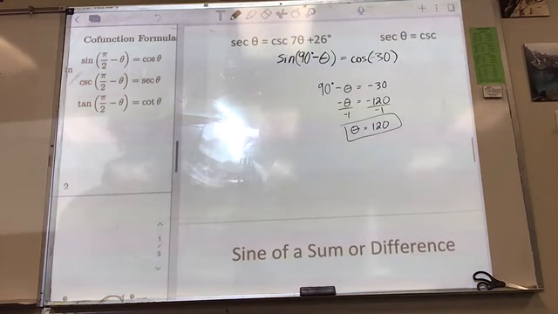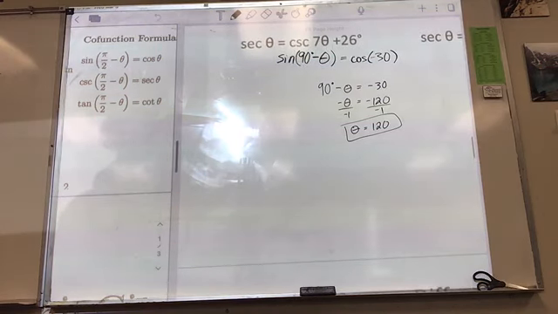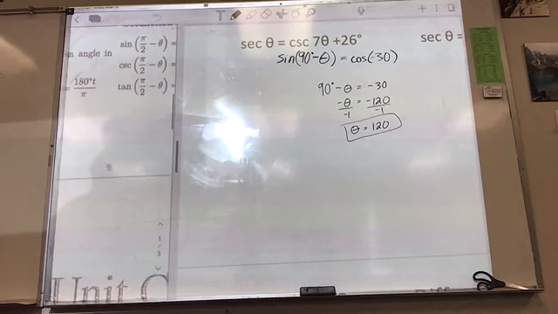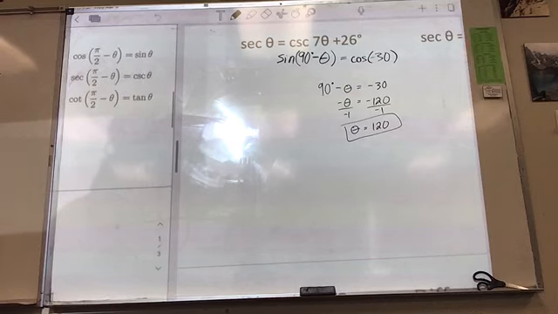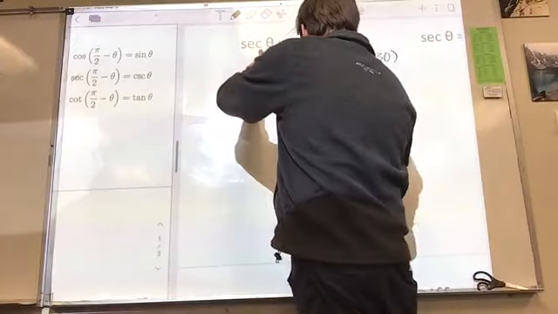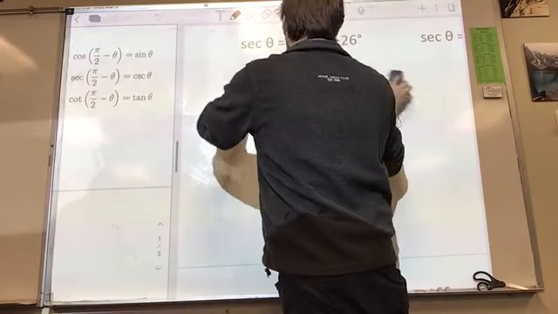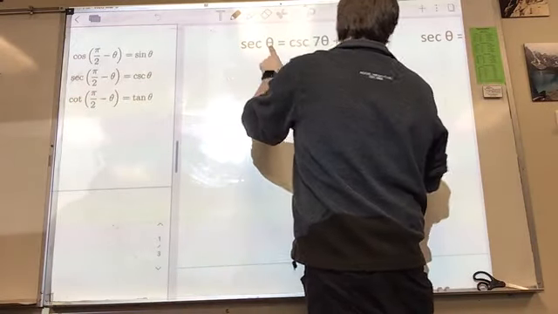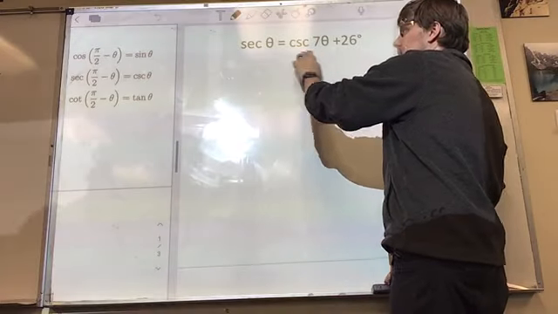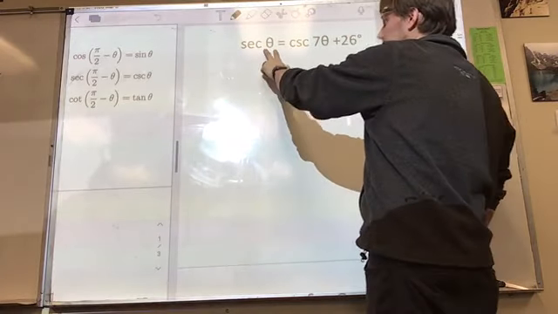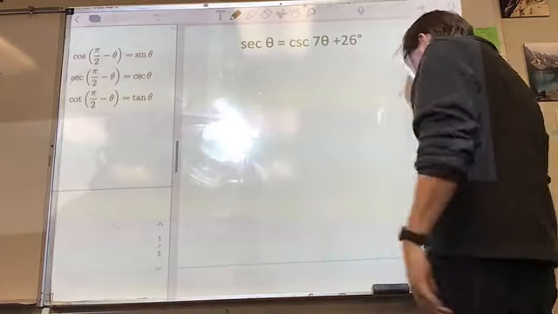Like this. So it's still comparing cofunctions, so secant and cosecant. We're still comparing these two things. So what we can do is we can say, well, I know that this has to complement this. That means this subtracted from 90 has to equal this.